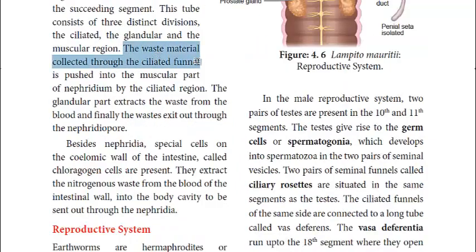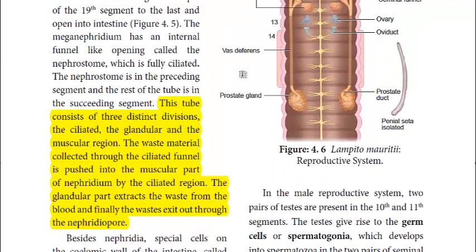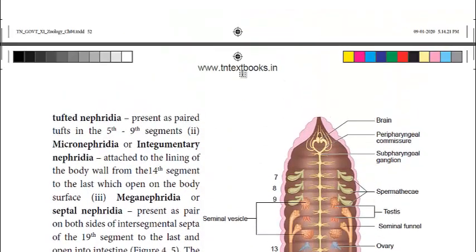The waste material collected from the ciliated funnel is pushed into the muscular part of the nephridium by the ciliated region. The glandular part extracts the waste from the nephridium. So it starts from this tube. This tube consists of 3 distinct divisions. If they ask what is the nephridiospore, or how the excreta is eliminated, you have to write from here.